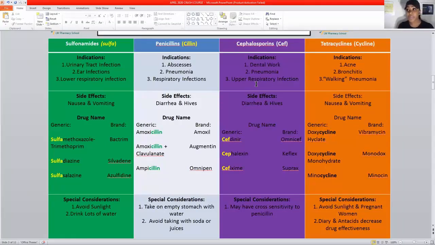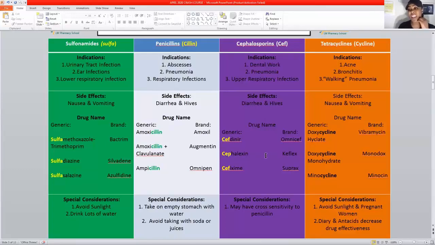Side effects. The side effects of cephalosporin are diarrhea and hives. Diarrhea and hives. Now, isn't it the same thing here? Okay, I'll just keep going. I'm going to show y'all some stuff. Cefdinir, Omnicef, Cephalexin, Keflex.